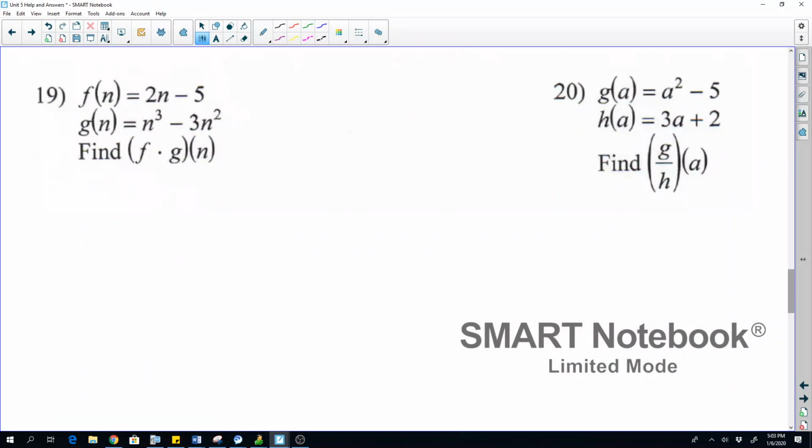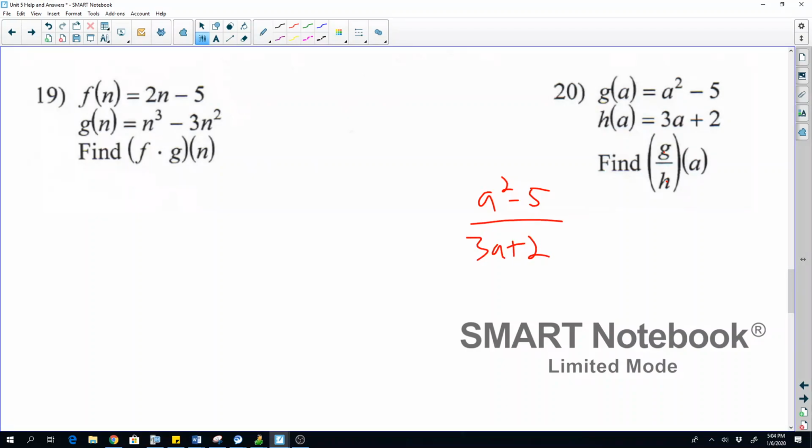Division. So when you get to number 20, 19 will be multiplying again. Multiply it all the way through, the two functions. And then 20 will be division. So we have a squared minus 5. And then it says we're going to do g divided by h. So that's divided by 3a plus 2.